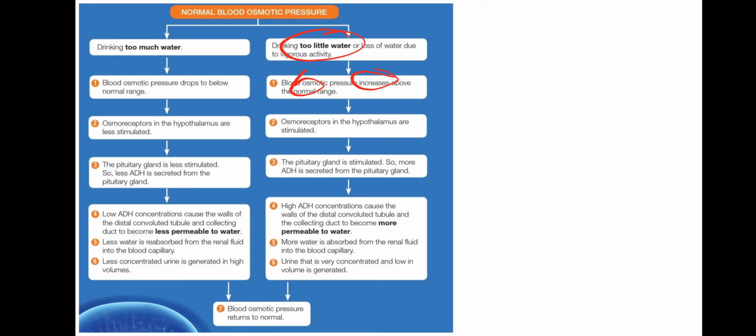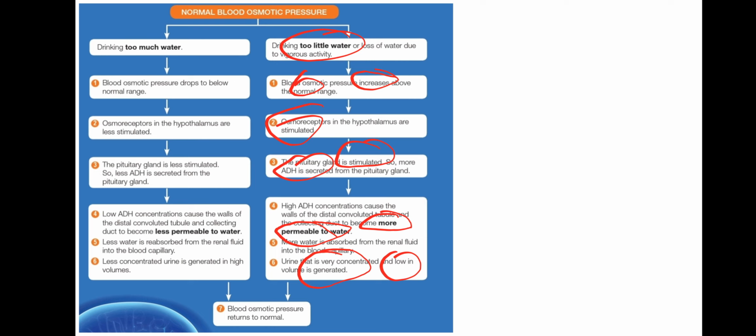This is detected by the osmoreceptors in the hypothalamus. Then your pituitary gland is stimulated, and ADH is secreted. So what does ADH do to your tubule? When ADH is released, the tubule becomes more permeable, which means it is easier to reabsorb water. So more water is absorbed, and urine is very concentrated and low in volume.